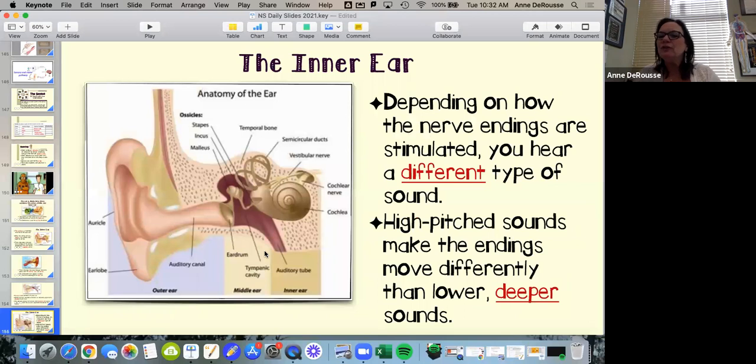Depending on how the nerve endings are stimulated, you hear different types of sounds. So high-pitched sounds would make the endings move differently than low-pitched sounds.